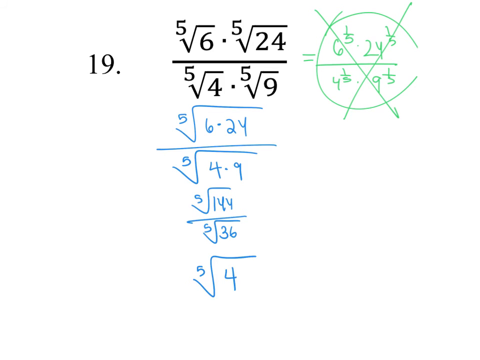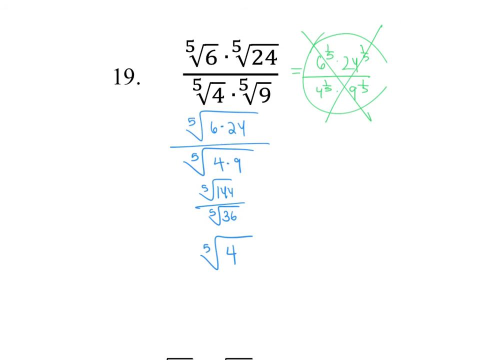Okay? And since we did want this in rational exponent form, this is the same thing as 4 to the 1/5 power. Okay? And you can go through and type all that in and check that it is truly 4 to the 1/5.